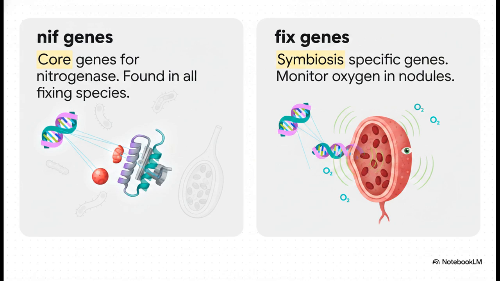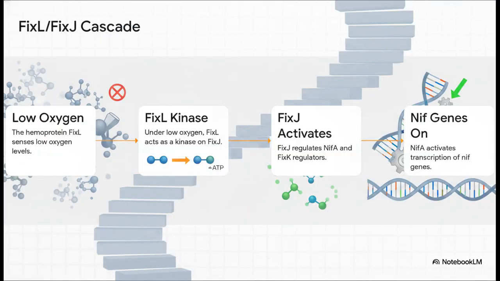On the flip side, the fix genes are specific to the symbiotic relationship. You won't find them in free-living bacteria at all. If the NIF genes are the construction crew, the fix genes are the advanced HVAC system. Their entire job is to monitor and strictly manage that unique, potentially deadly low-oxygen environment inside the plant nodule. So how does the HVAC system talk to the construction crew?